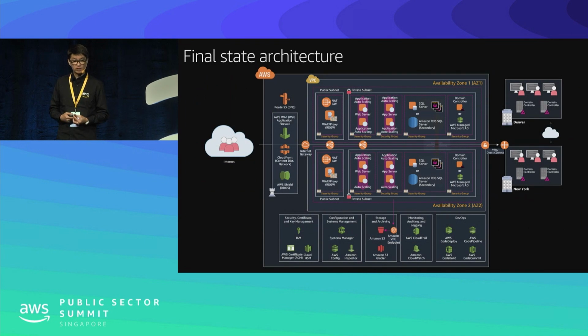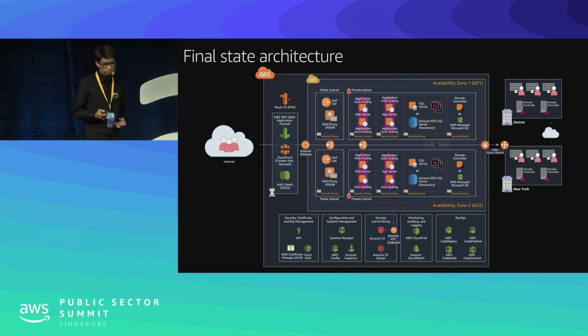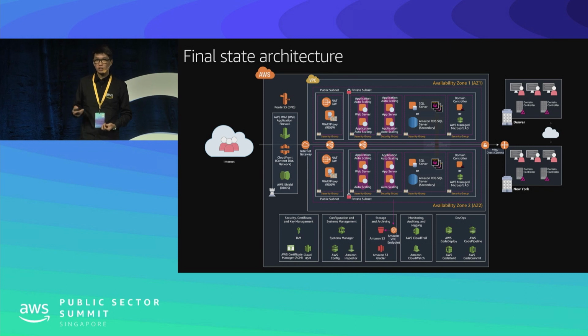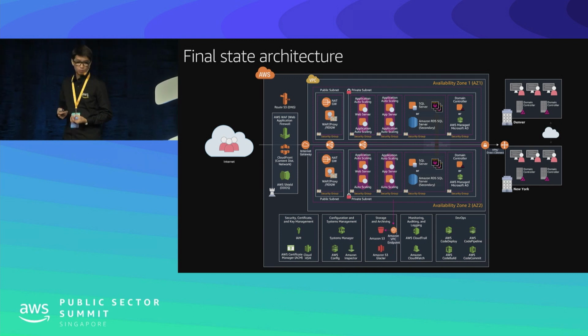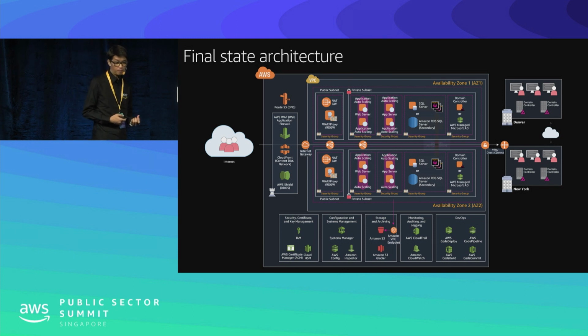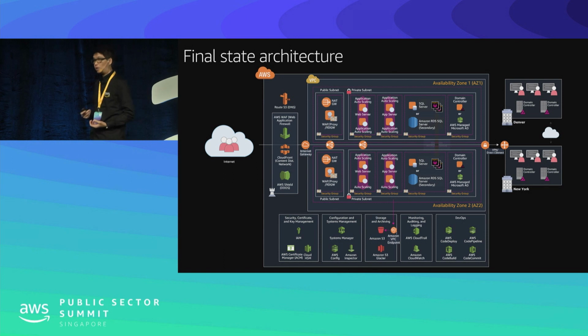So finally, the architecture looks something like this. On the top portion are your applications. Below, what you see is a whole suite of services that you can leverage, from security, certificate management, and system configuration, to storage, monitoring, and DevOps. Those are the native services you can leverage to build your applications.